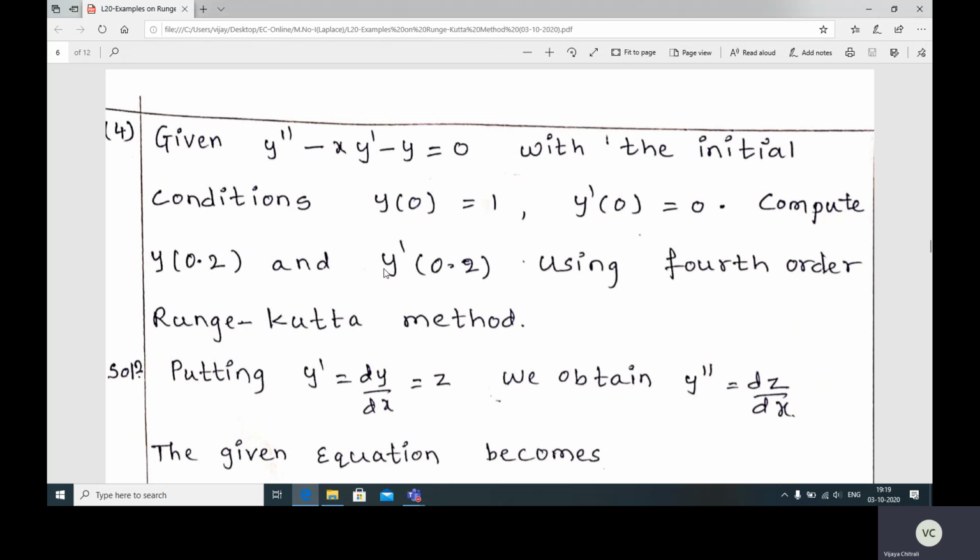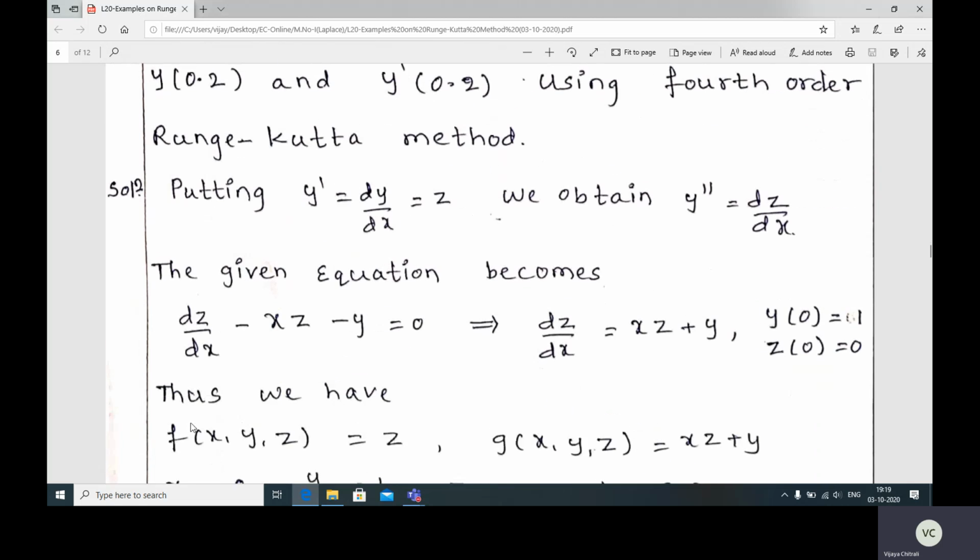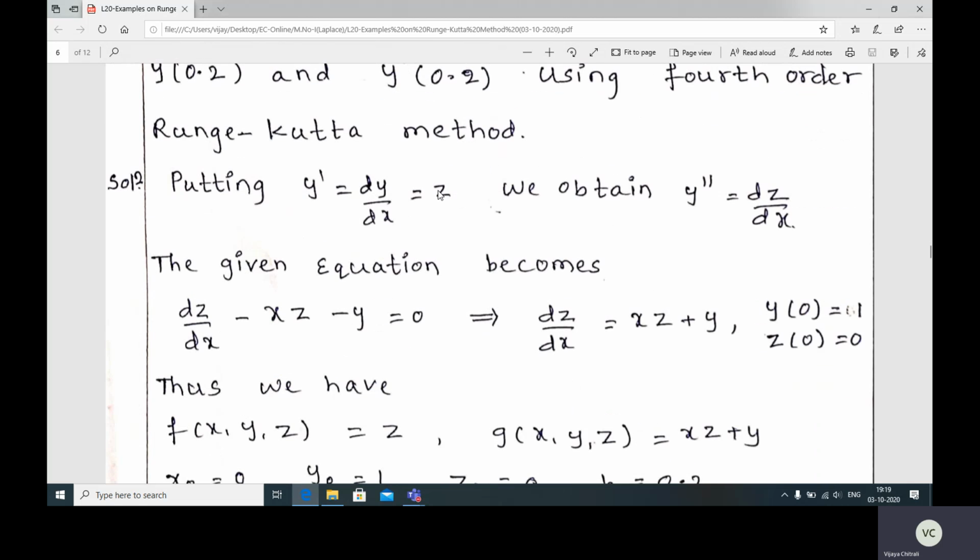Y dash is nothing but what here? Z, because we are going to reduce this second order ordinary differential equation into two first order, first degree simultaneous equations. So we are substituting y dash as z. So we need to find here z of 0.2 using the RK method of fourth order. These steps are common: put y dash is equal to z.